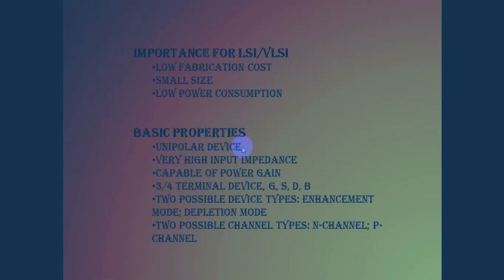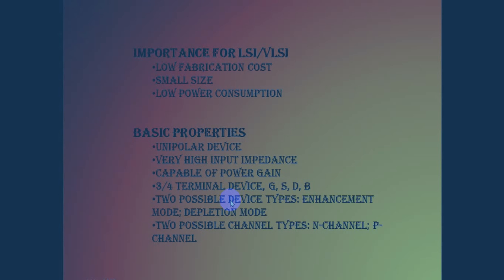The first one is that it is a unipolar device. Since it is a unipolar device, only electrons or holes contribute to its current flow. The next one is that it has a very high input impedance; the DC input impedance is very high here. It is capable of a high power gain. It is a 3 or 4 terminal device, that is the gate, source and drain. And the last one stated here is the body substrate, which in some cases is considered.